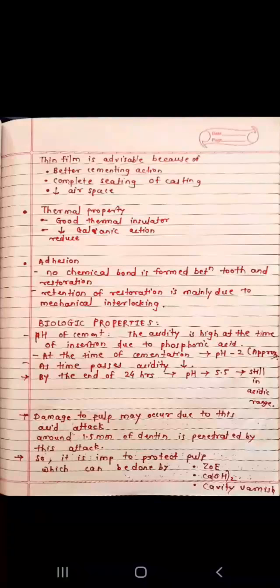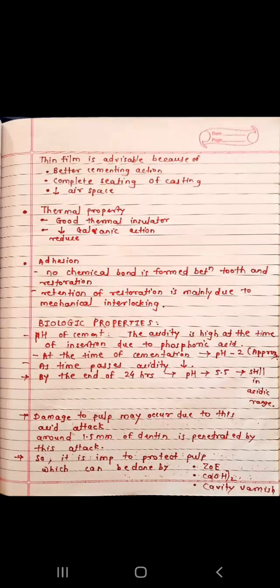Now the biological properties of zinc phosphate cement. First is the pH of cement. The acidity is high at the time of insertion due to phosphoric acid. We know that in the liquid, phosphoric acid is present. Due to this phosphoric acid, this cement has higher acidity and lower pH. So at the time of insertion, acidity is high. At the time of cementation, pH is approximately 2, that is an acidic pH.